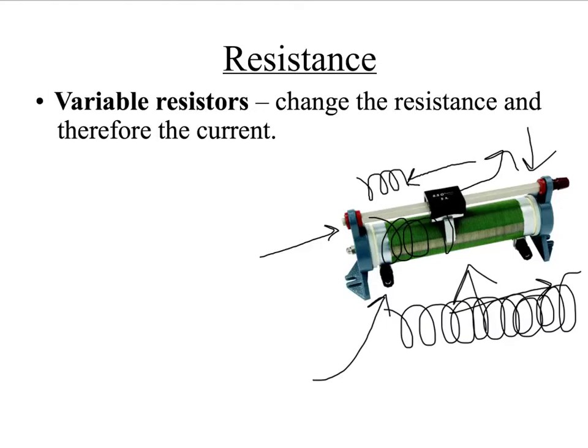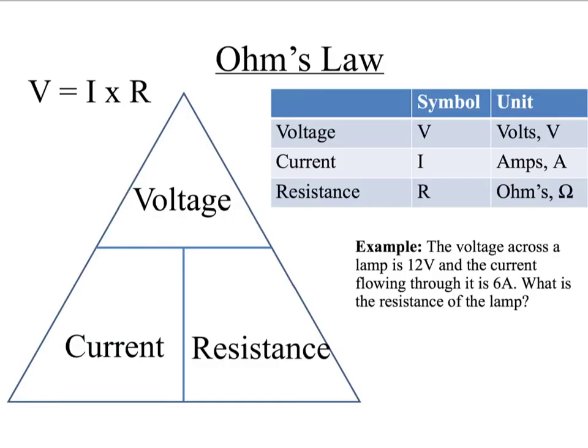Variable resistors are very useful. They can be used in dimmer switches and also in volume controls, so they can alter the amount of current in that circuit. We're now going to talk about Ohm's law. Ohm's law relates the voltage, the current and the resistance in a circuit. It's given by this equation here.